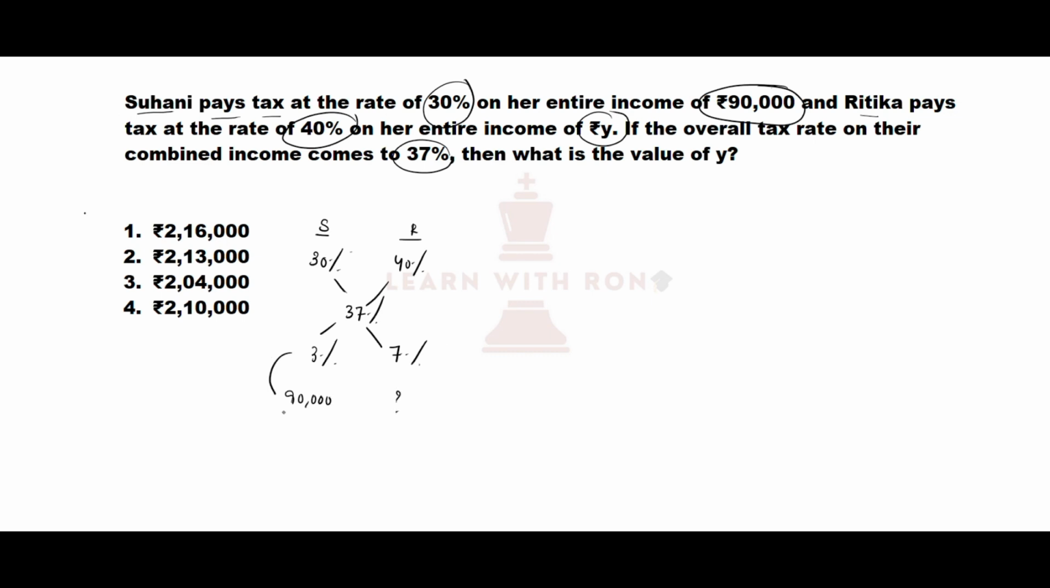See here, 3 times 3, 4 zeros. So 7 times 3, 21. 4 zeros, 1, 2, 3, 4, which is 2,10,000, which is option number 4. Now let us see the normal procedures here.